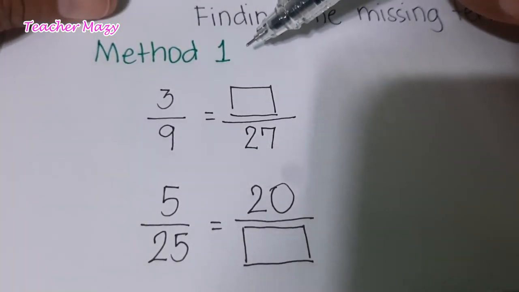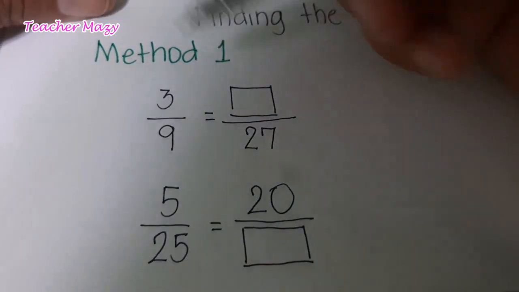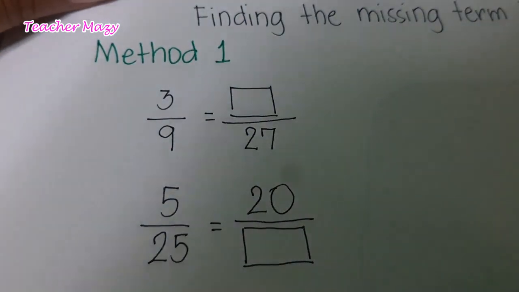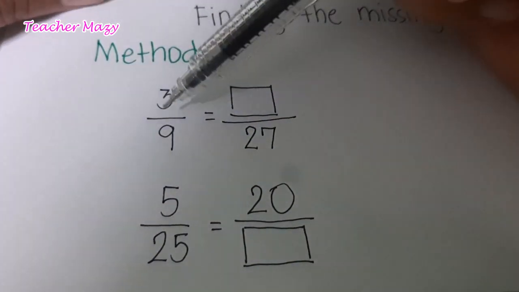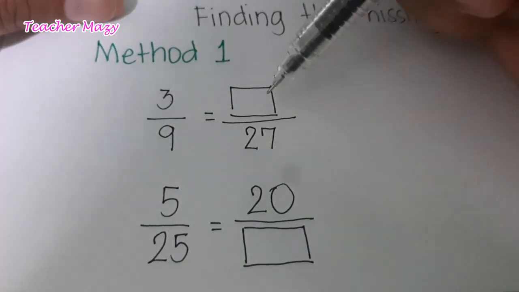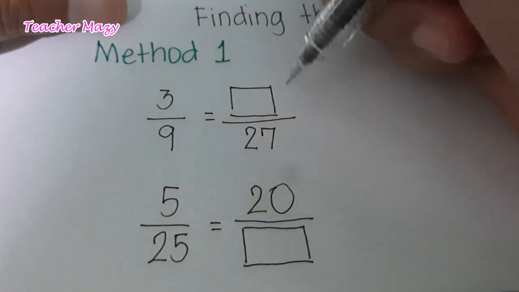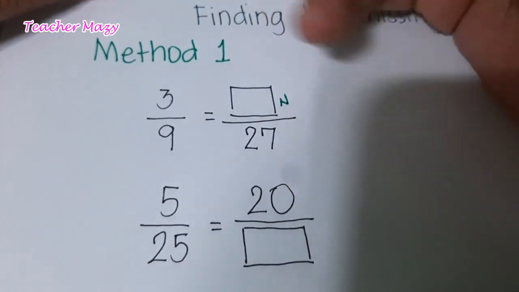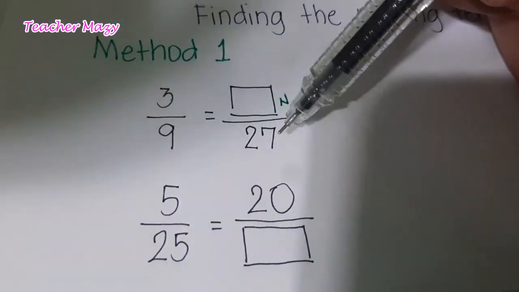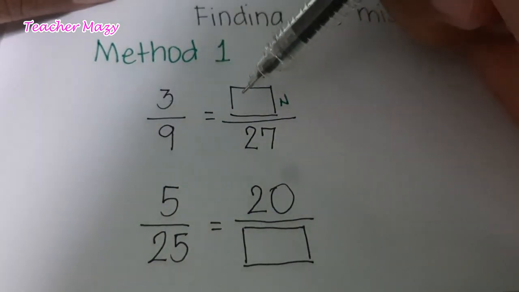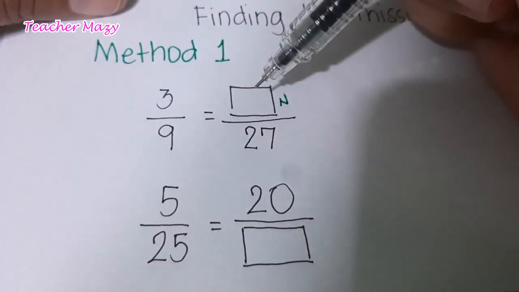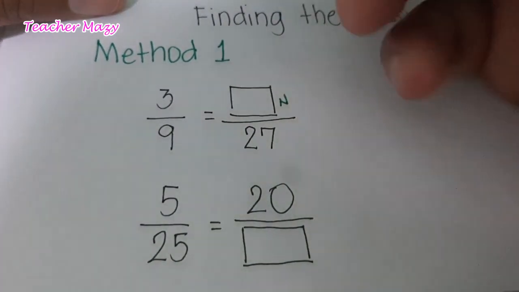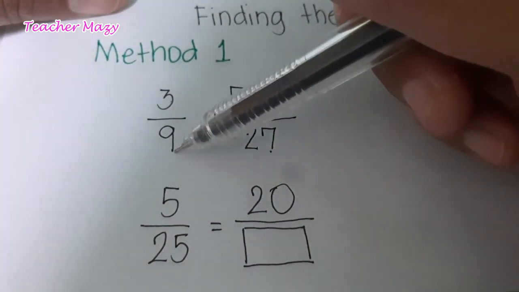In this first method, all you have to do is divide it horizontally and then multiply it. Let me show you. For example, we have 3/9 and our missing term, let's say n over 27. So 3/9 is equal to n over 27. Let's find the value of this missing term. All you have to do is divide it horizontally, so divide the bigger number by the smaller.